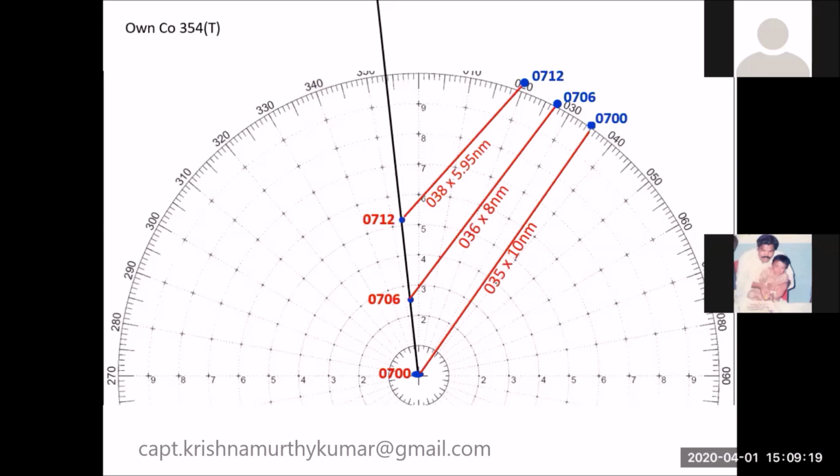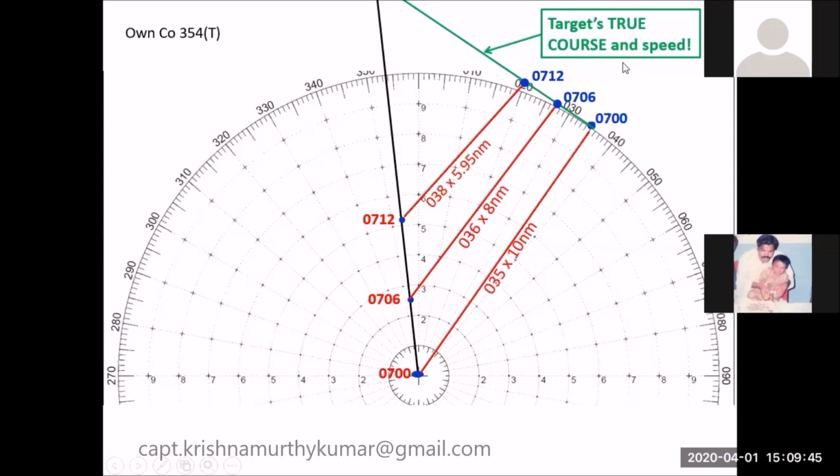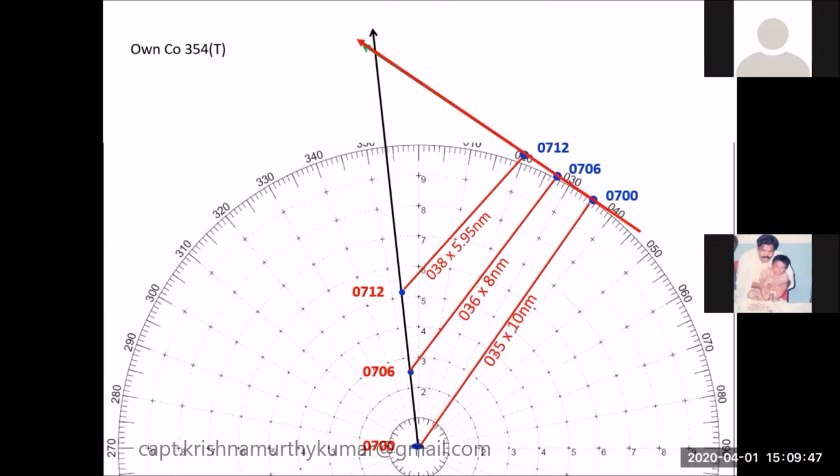This is called true plotting. That means you are just moving your ship and moving his ship, as if you are looking at the two ships from the sky. Now, when you join all these points, the green line overlaps with the red line now. The green line is its true course and speed.